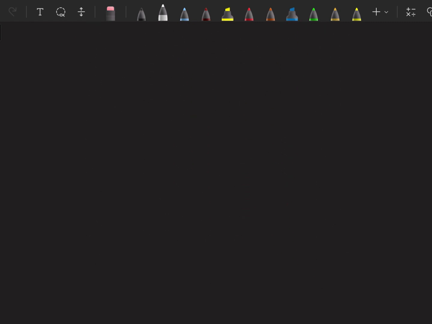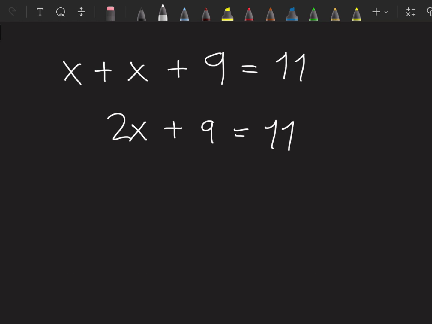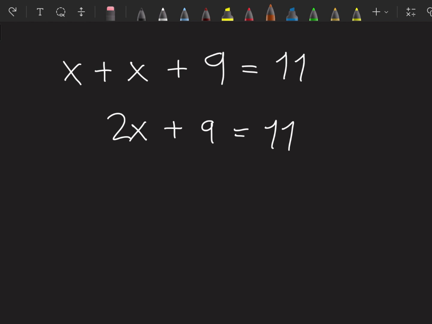Let's try another problem. x plus x plus 9 equals 11. The first thing we have to do is to simplify the equation. Remember, an equation always has an equal sign. We can simplify it by saying 2x plus 9 equals 11. Because x plus x is 2x, 2 times x. Now in order to get rid of this term right here, we can subtract both sides by 9. Now we have 2x equals 2. And in order to get rid of the 2, which is accompanying the x, we can divide both sides by 2.